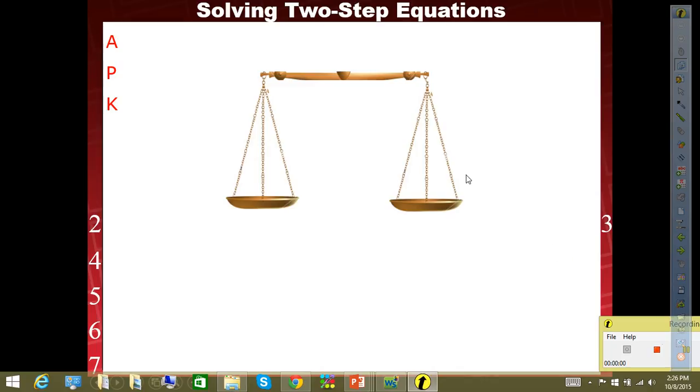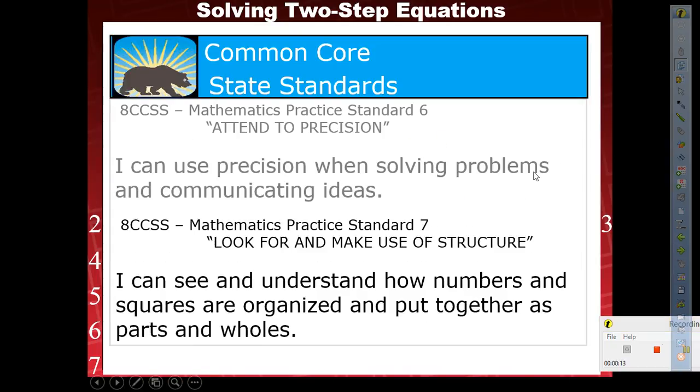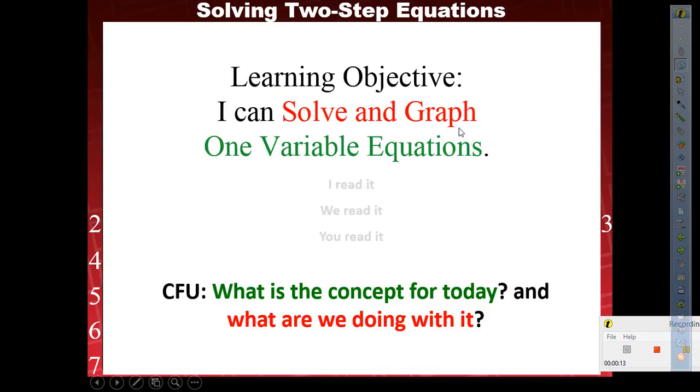Now, just to recap from what we did in the past, look up, please. We said that equations come from what? Balanced scales. Remember that? All right. And our objective: I can solve and graph one variable equation. Read together. 1, 2, 3. I can solve and graph one variable equation. Read again. 1, 2, 3.